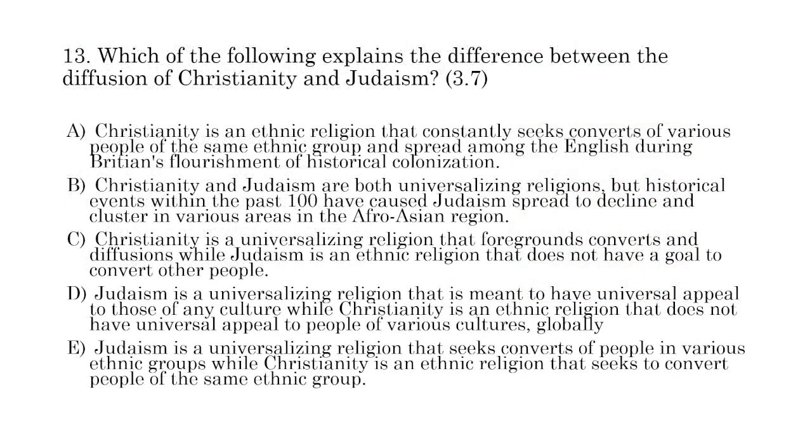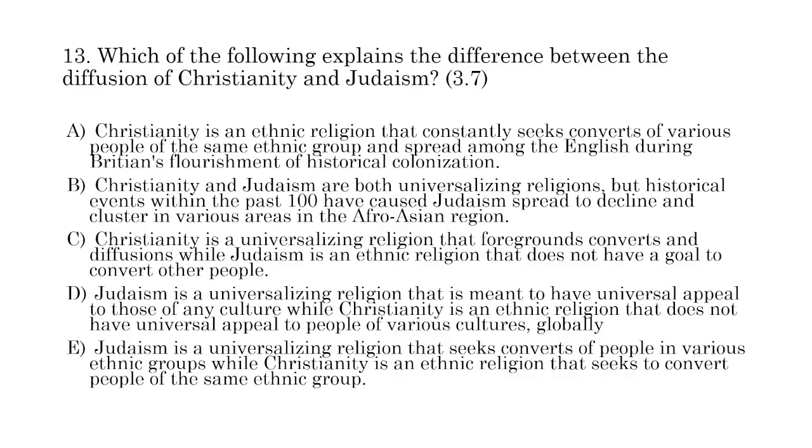13. Which of the following explains the difference between the diffusion of Christianity and Judaism? So not even looking at the answer choices, we know that Christianity is a universalizing religion and Judaism is an ethnic religion. Universalizing religions spread a lot through expansion diffusion, while Judaism and other ethnic religions like Hinduism spread predominantly through relocation diffusion. So we're going to use that to answer these questions here. So A, Christianity is an ethnic religion. That's not true. B, Christianity and Judaism are both universalizing religions. That's not true.